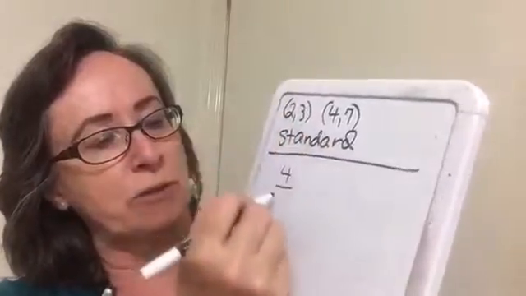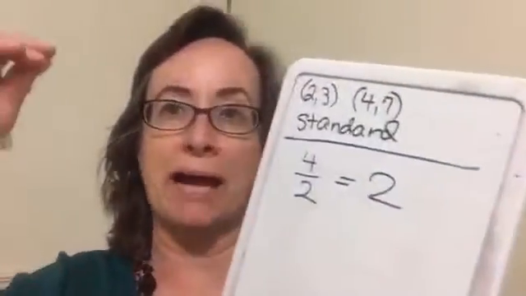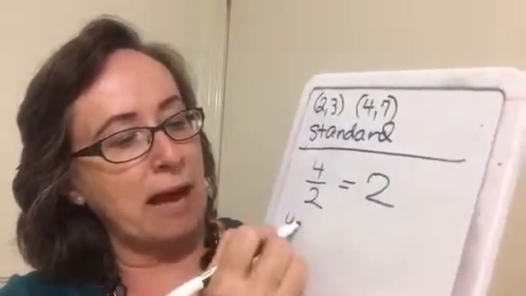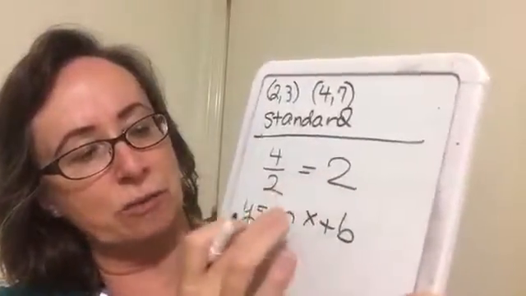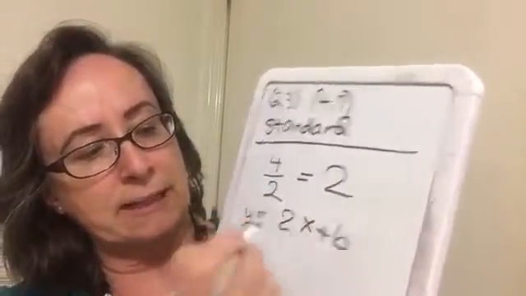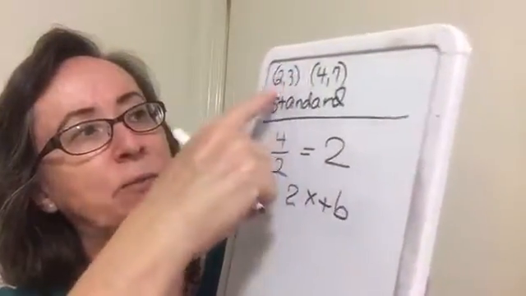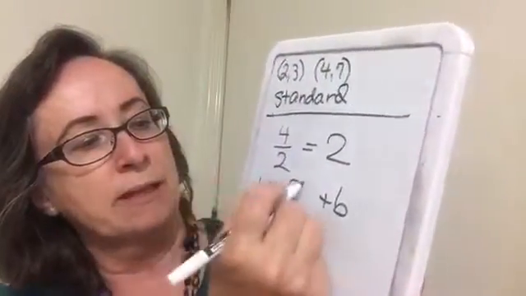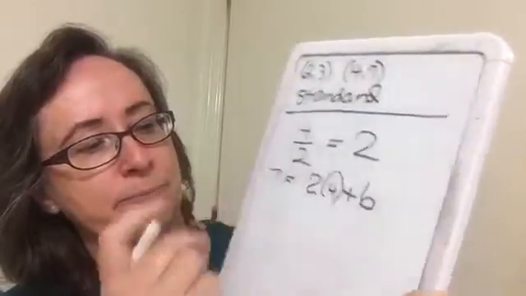4 take away 2 is 2. 4 divided by 2 is 2. Remember, our y's are on the top and our x's are always on the bottom. So we have y is mx plus b, and 2 goes where the m is. Our b, we don't know, so we're going to plug in either one of these points. We'll just use the 4 and the 7. So x is 4, y is 7.